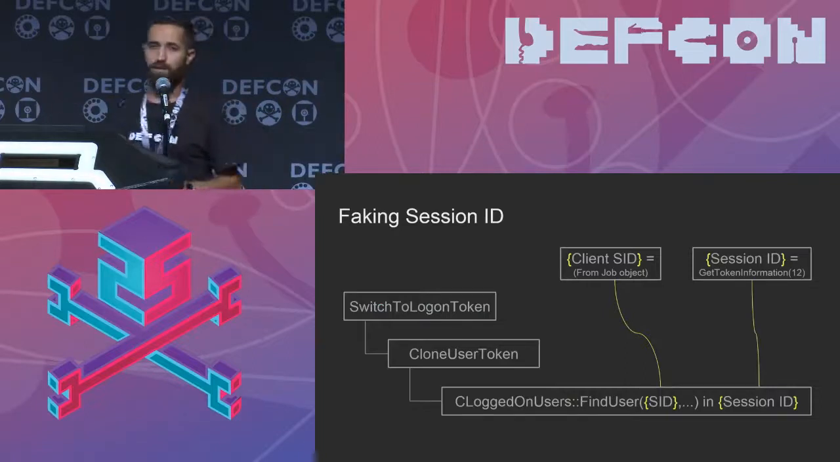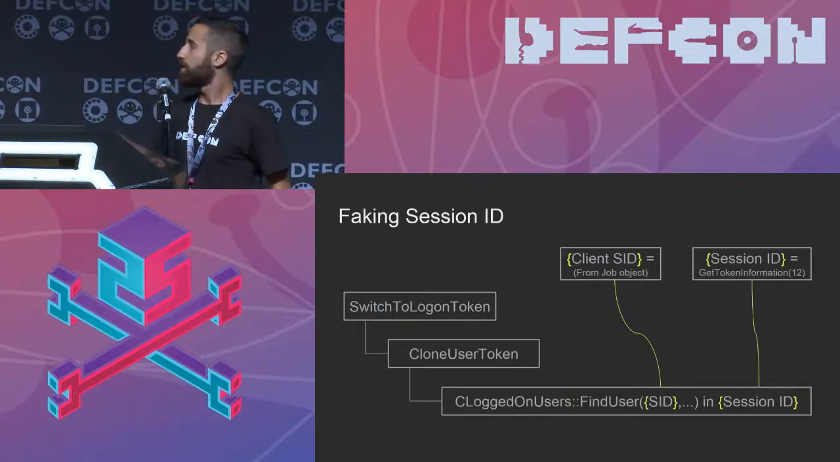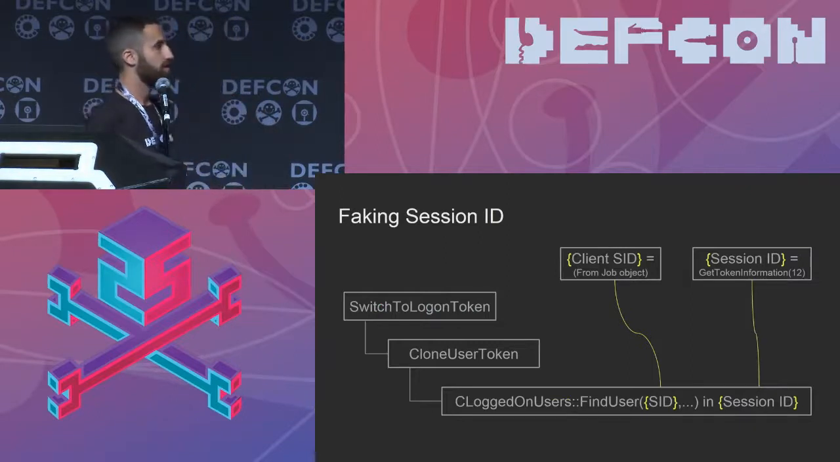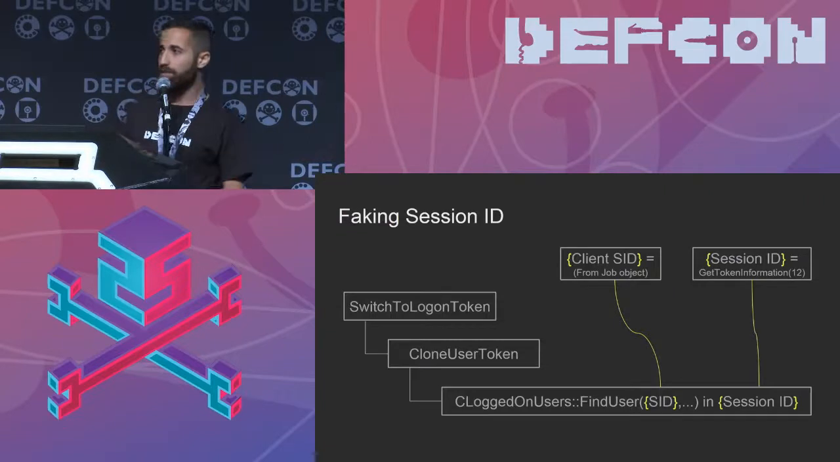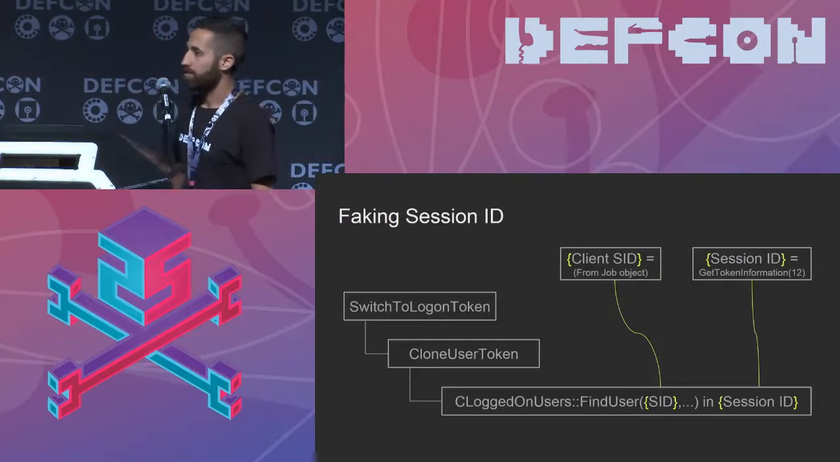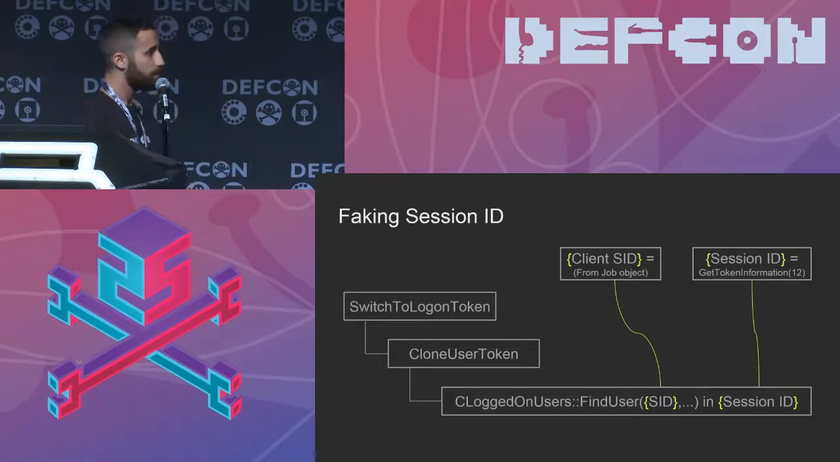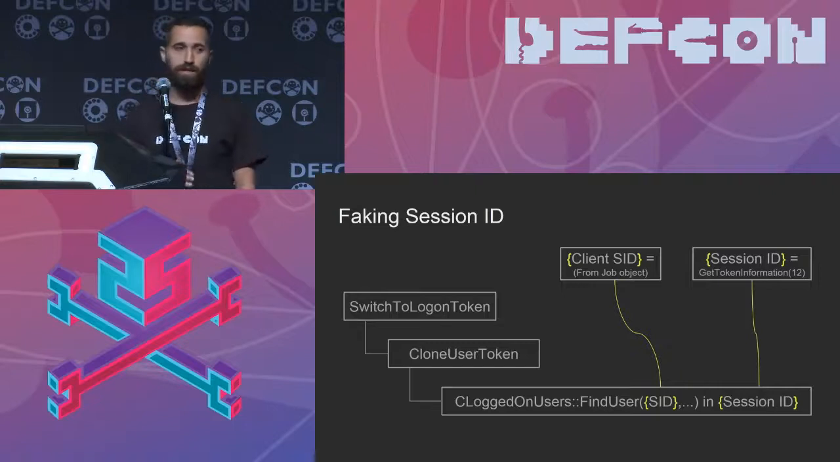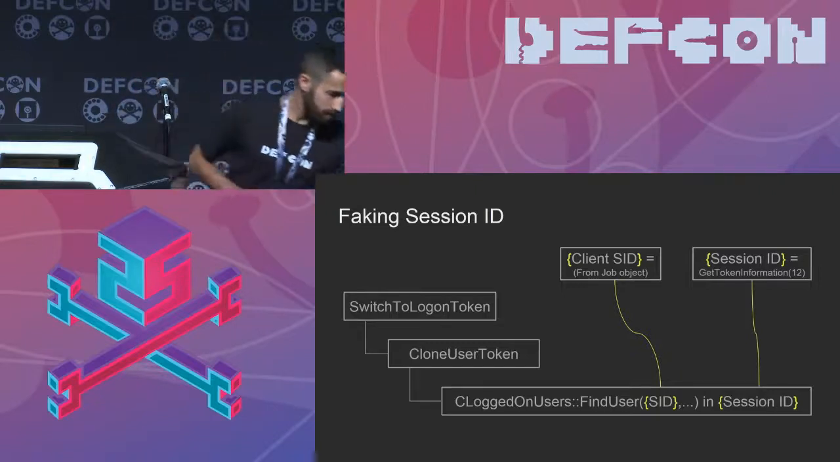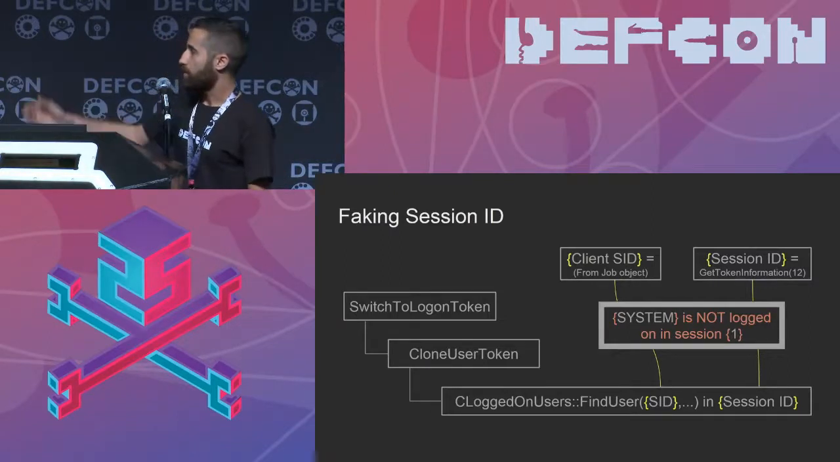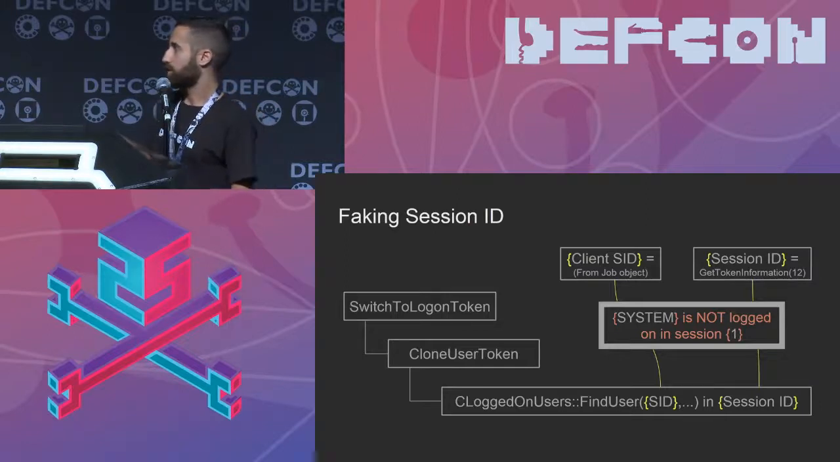So this is the flow that is performed before any call. First, BITS wants to switch to the logon token of the user that requested the action. It needs to clone it. And to find the real token that it needs to clone, it just iterates through all the logged on users in the session that was requesting the action. Now, the session is acquired by a GetTokenInformation call. And when we run this with BITSInject, we got the exception because system is not logged on in session 1.